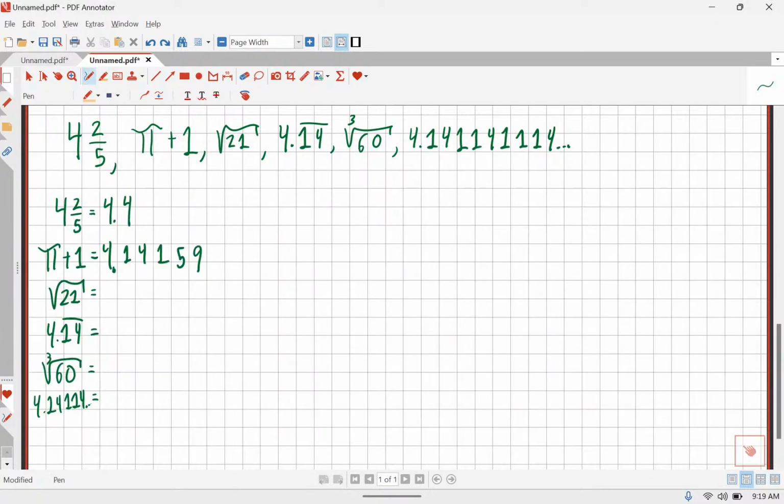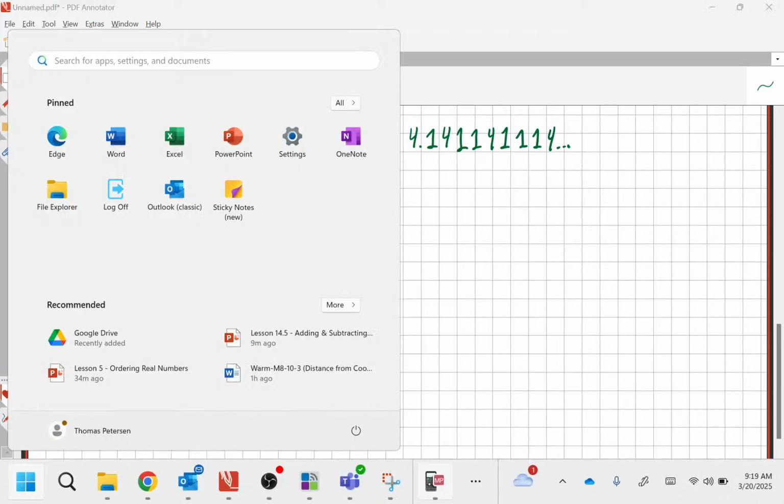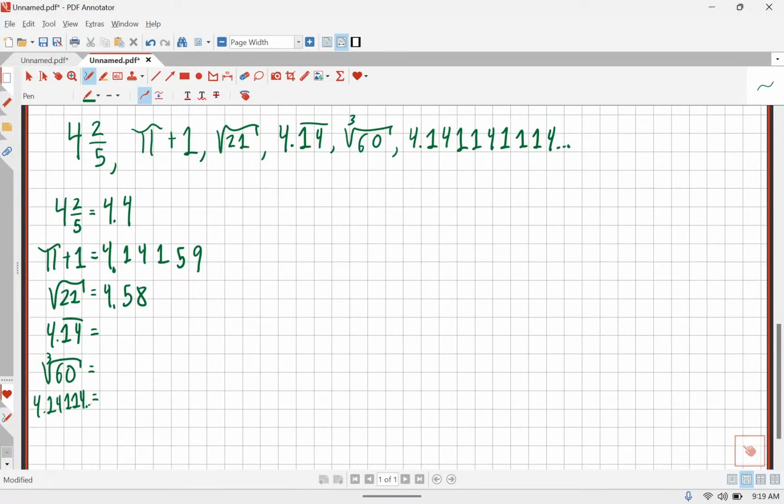4.58257. 4.58, right? 58257. You'll notice I'm not actually rounding anything because I want to add more decimals if I have to. I had a student want to ask, Mr. Petersen, how am I supposed to put a repeating decimal in my calculator? But the truth is you don't have to, because this goes 4 point what?